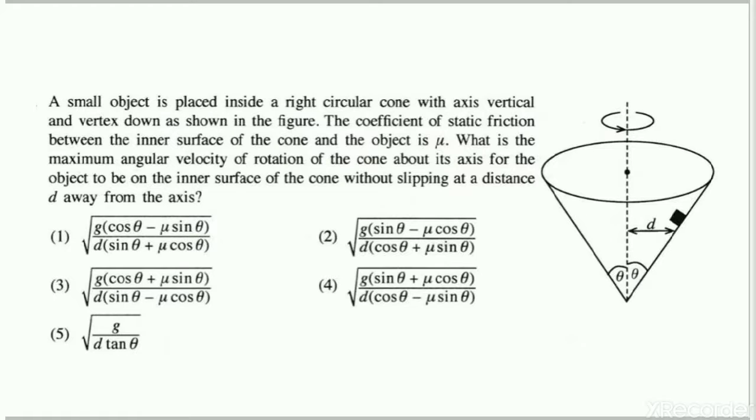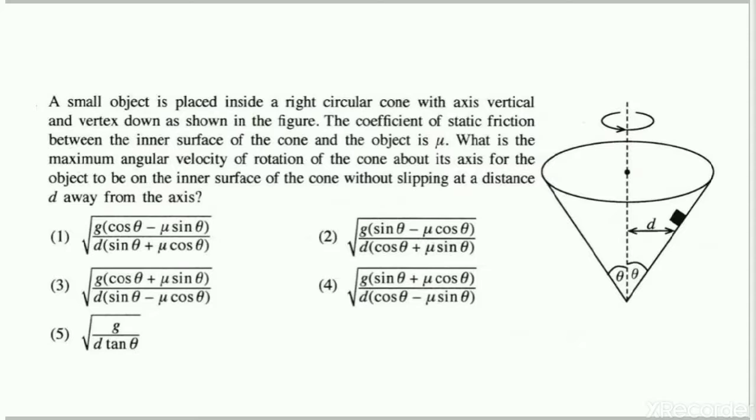This is the 50th question of the 2019 A-level paper. A small object is placed inside a right circular cone with axis vertical and vertex down as shown in the figure. As you can see, there is a small object on a surface of a cone. The surface is inclined. The coefficient of static friction between the inner surface of the cone and the object is mu. What is the maximum angular velocity of rotation of the cone about its axis for the object to be on the inner surface of the cone without slipping at a distance d away from the axis?